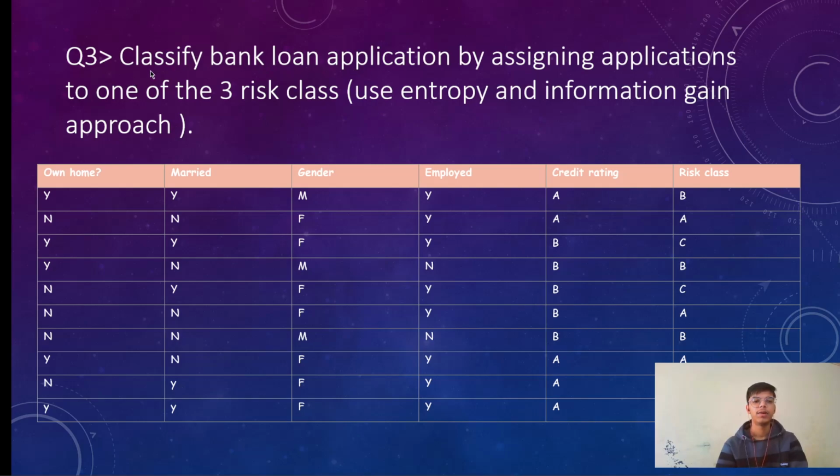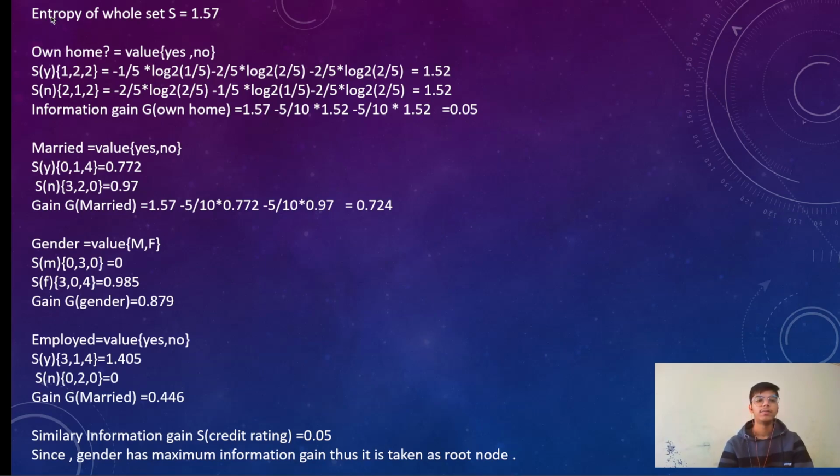Now, in the third question, we have to classify bank loan applications by assigning each application to one of three risk classes, which are A, B, C respectively, and we will have to use the entropy and information gain approach. So here we have five columns on the basis of which we will have to assign a risk class. The columns are own home, married, gender, employed, credit ranking, etc. First we will find the entropy of the whole data set, which is 1.57.